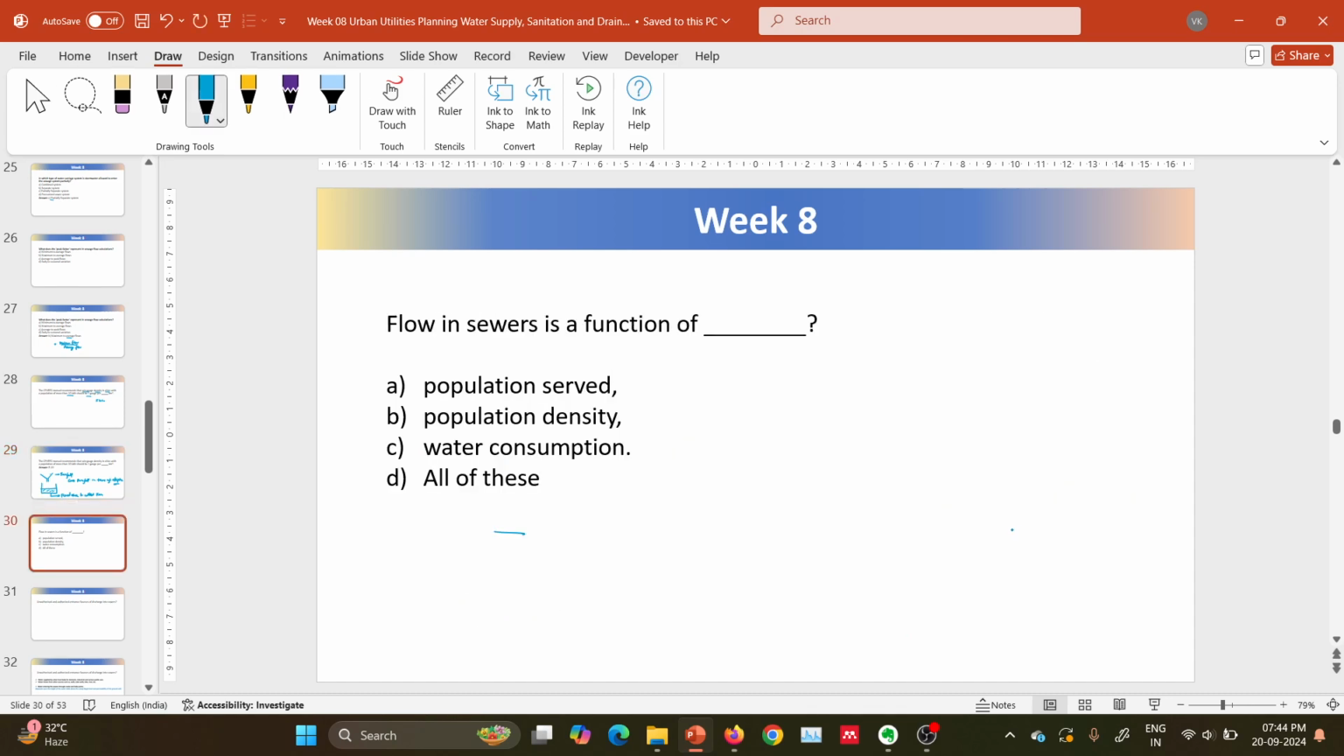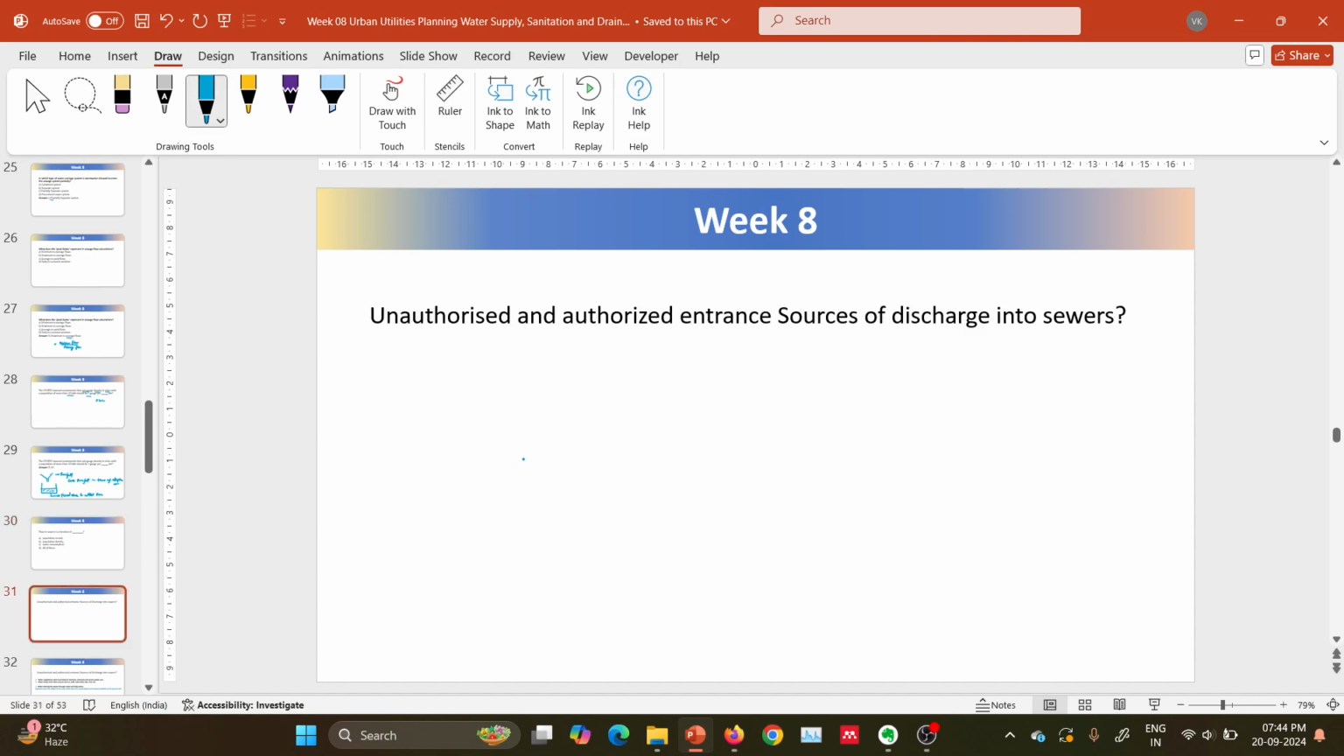Flow in sewers is a function of population served, how much population is consuming and discharging wastewater, population density, and water consumption, and how much they are consuming. So it depends on all the factors. Unauthorized and authorized entrance sources of discharge into sewers.